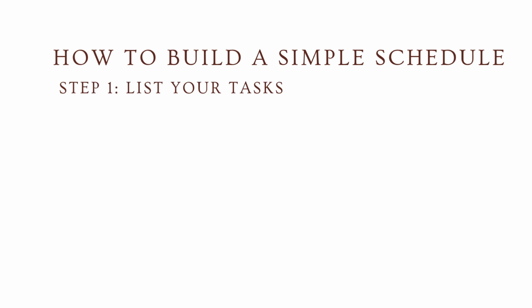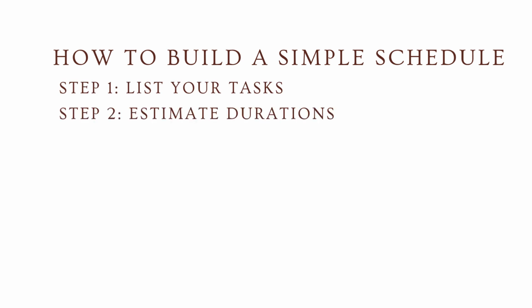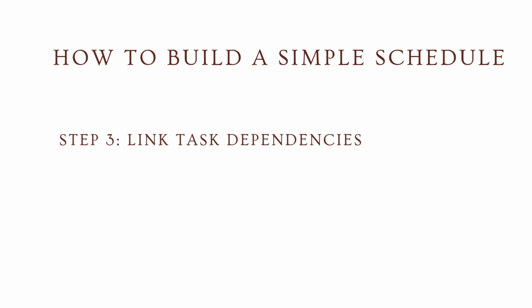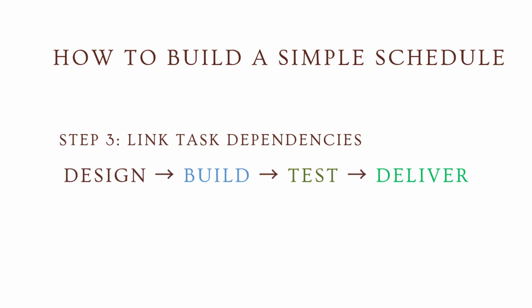Step 1. List your tasks. Break the project into small, manageable activities. Step 2. Estimate durations. How long will each task take? 1 day? 3 days? 2 weeks? Step 3. Link task dependencies. Which tasks must happen first? For example, design, then build, then test, and finally deliver.